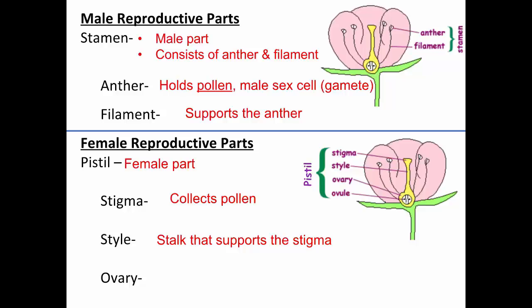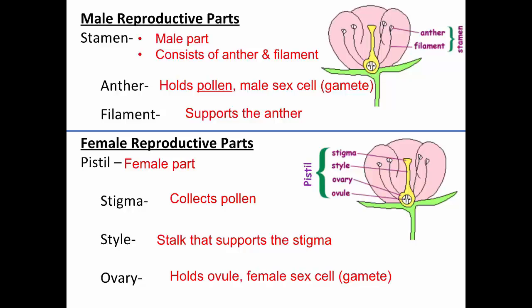And just like in animals, the ovary contains eggs, contains ovules. The female sex cells are in the ovary. Wait, so a plant is both female and male? That's another good question. So it depends.